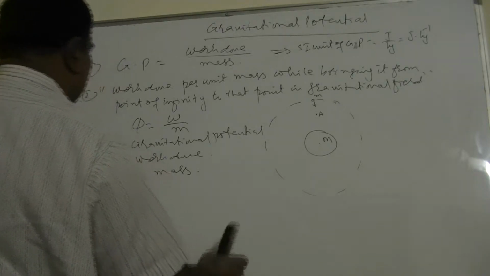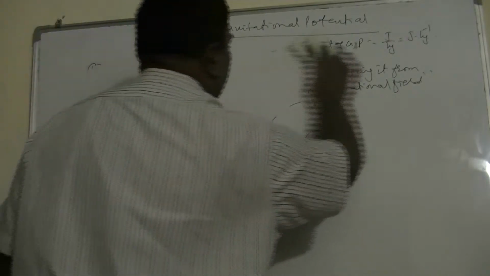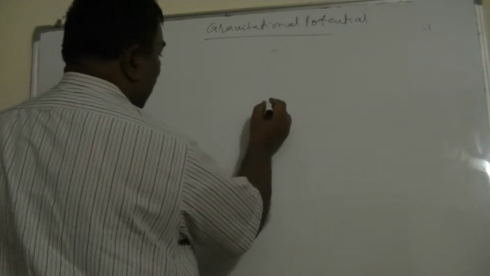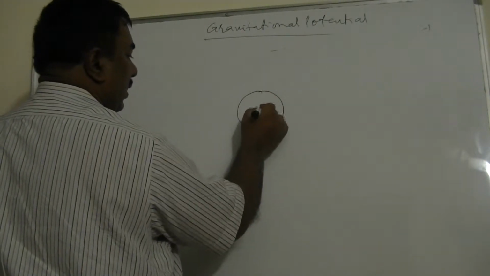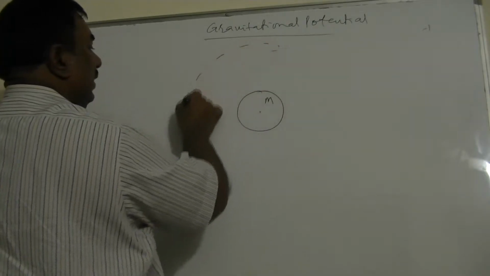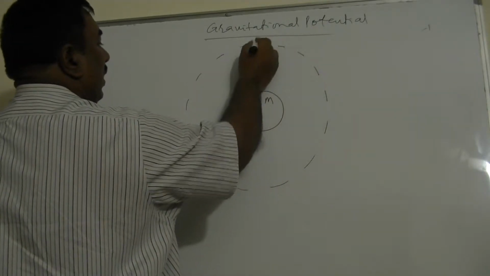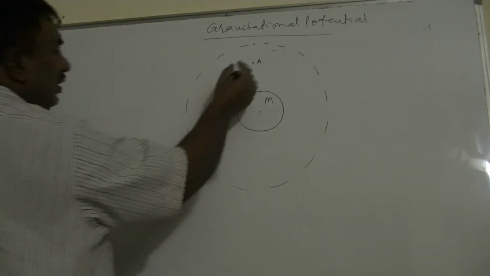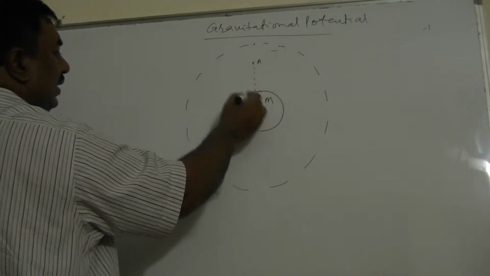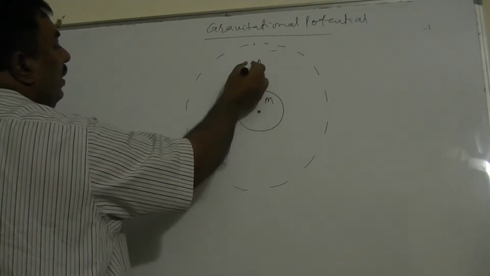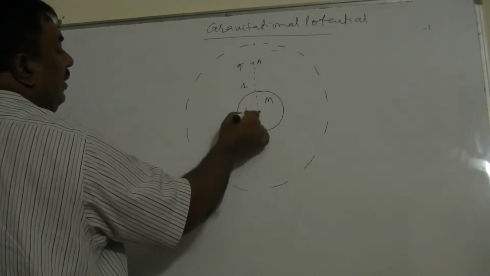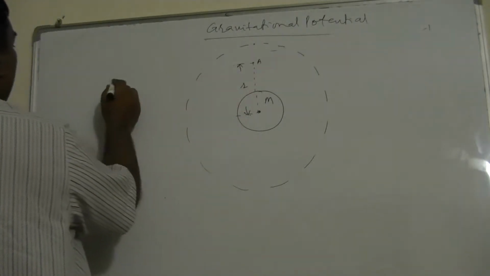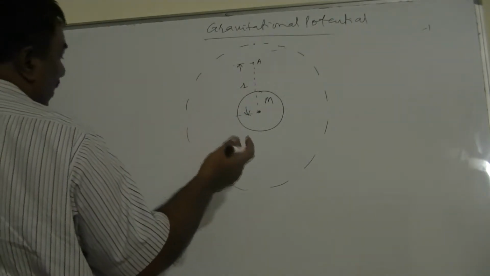Let us see what the formula is. We have to recall the formula for the gravitational potential. Again I will draw this: this is the mass M, the body due to which the gravitational field exists, and this is the gravitational field, this is the point of infinity. Suppose I want to find the gravitational potential at point A. Suppose this point is at a distance of r from the center of the body due to which the gravitational field exists. I define the gravitational potential at this point by work done per unit mass.